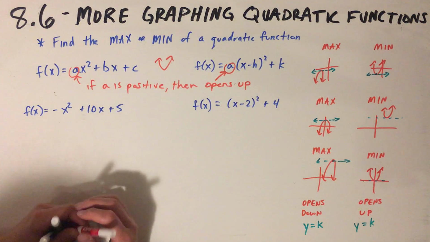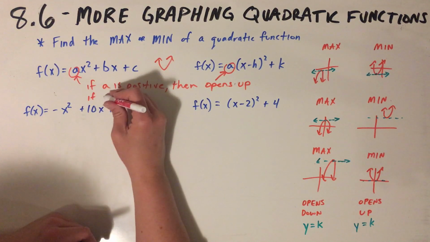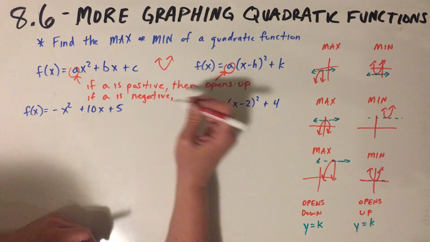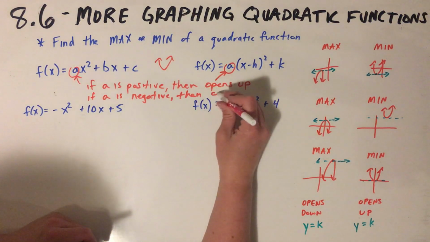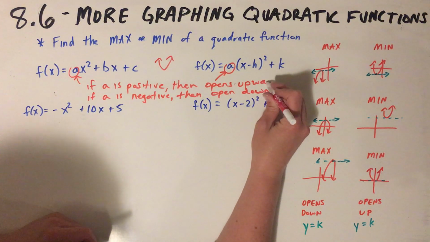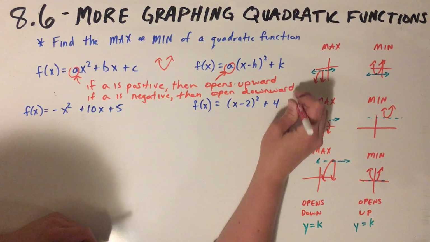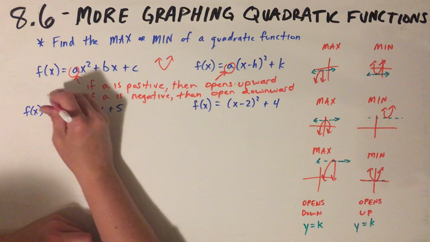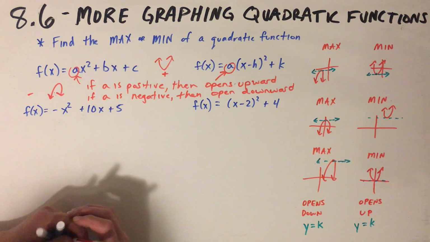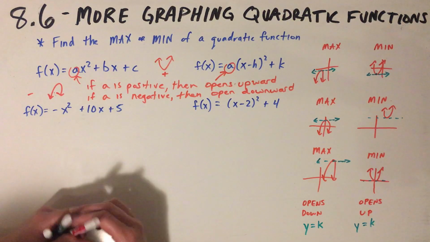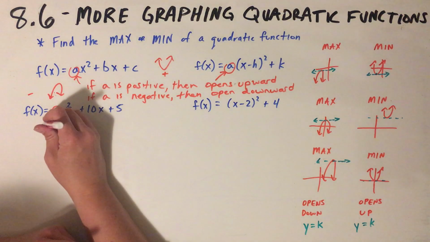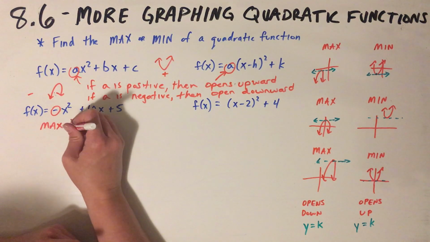Well, what else do we know? We also know that if a is negative, then we will open downward. Again, if it's negative, then it's going to open downward. If it's positive, it's going to open upward. Great. So looking at this function, I could tell you right now this is going to open downward. And because it's going to open downward, we are going to have a max. But what is the max?